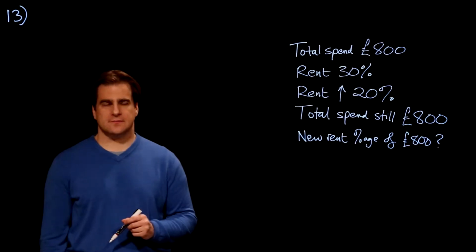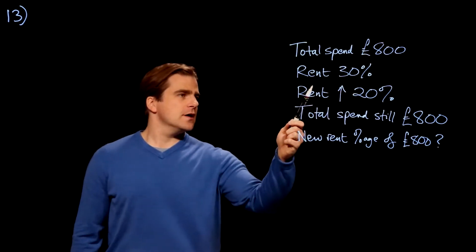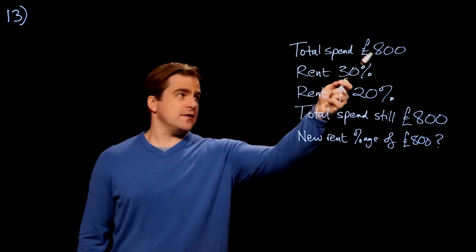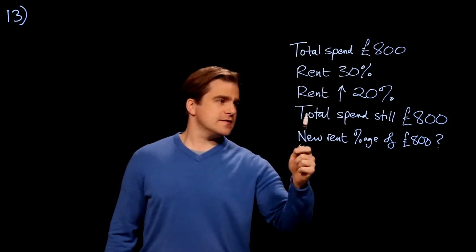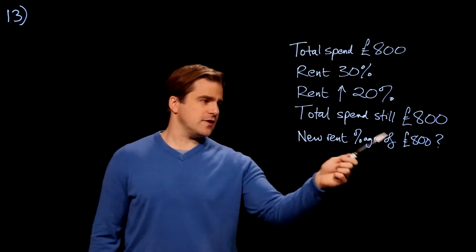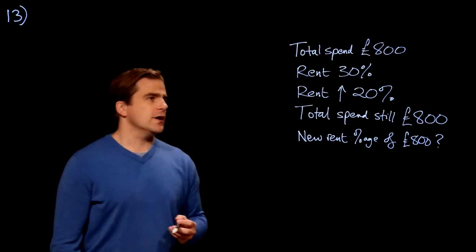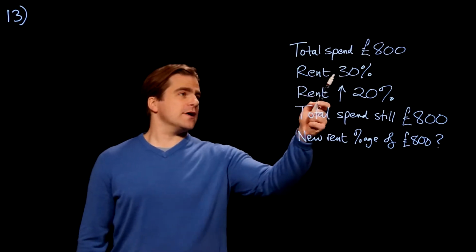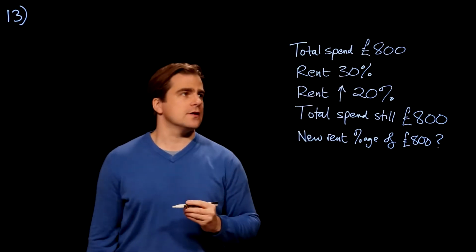Question 13. Ali spends 800 quid in total. His rent is 30% of that 800, but his rent's going up 20%. He's still going to spend 800, and we have to work out his new rent as a percentage of 800. Okay, well, let's start by working out how much rent he's currently paying, which is 30% of 800.